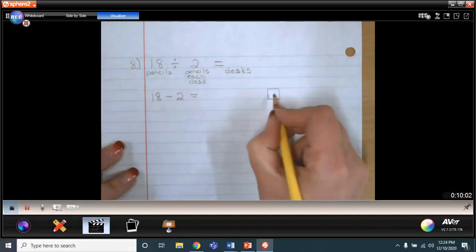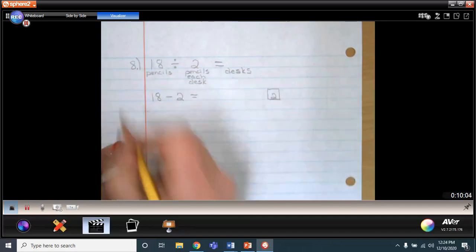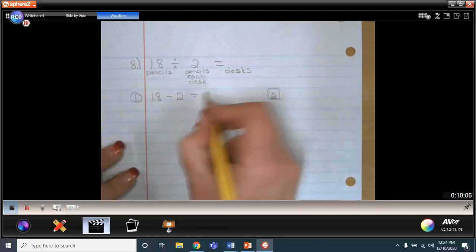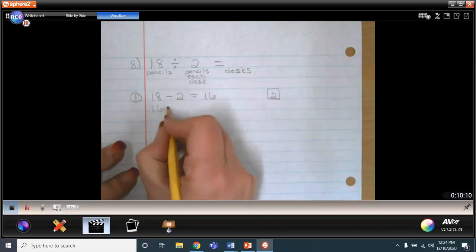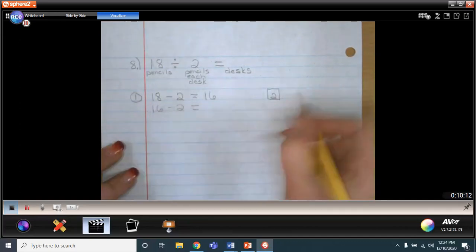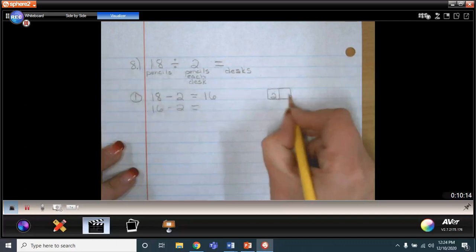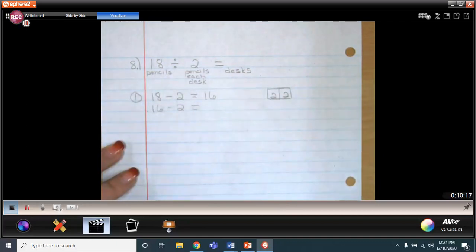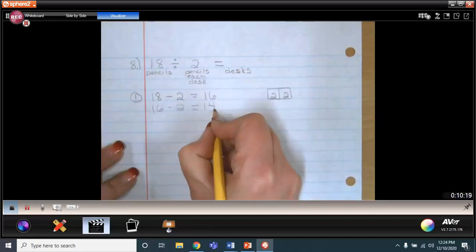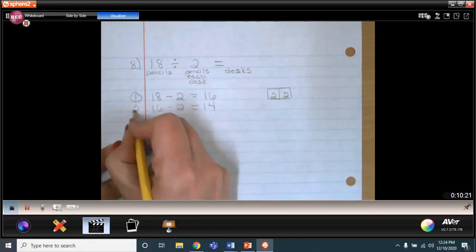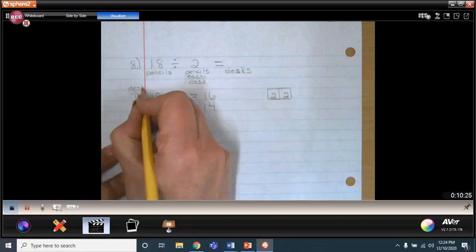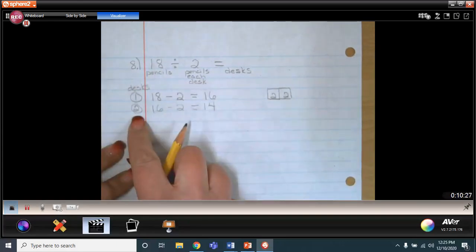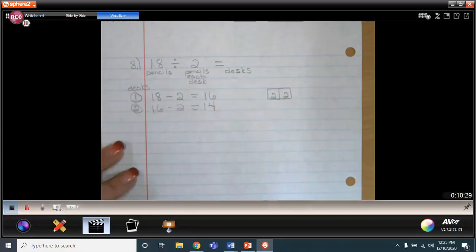So here's a desk. I'm going to put 2 pencils down. This is desk number 1. Now I'm at 16 pencils. I'm going to take 16 pencils and subtract another 2, and I'm going to put them on a desk. And now I'm at 14 pencils. So this is desk number 2. So these are my desks that I'm putting the pencils down on. So 2 groups so far, 2 groups of 2.